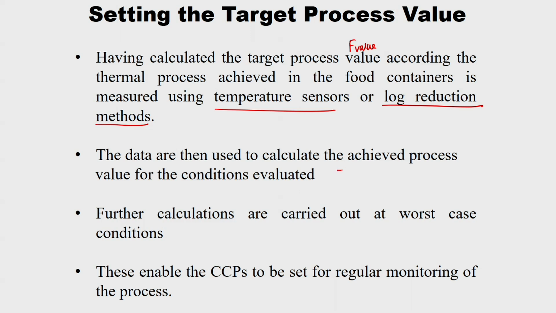So from the time temperature combination, temperature is a function of T, then I will calculate F, then I will check it against the F value where the process is established, right. I check both, so it should be matching, or the established process F value should be higher than the calculated F value. So the further calculations are carried out at worst case conditions.